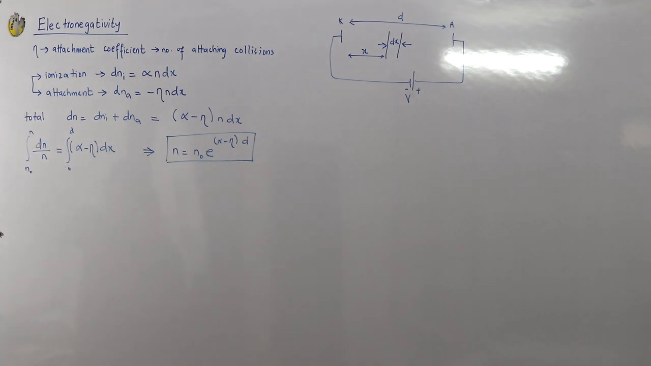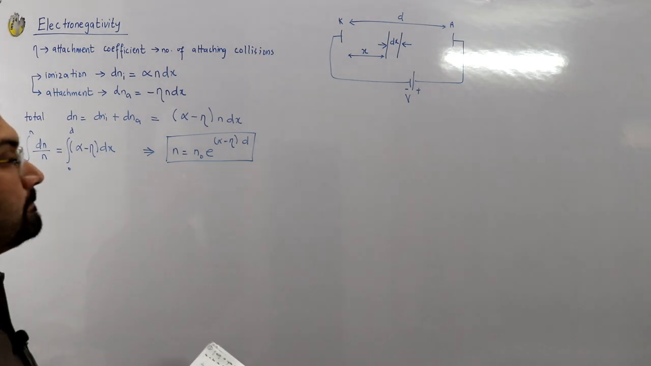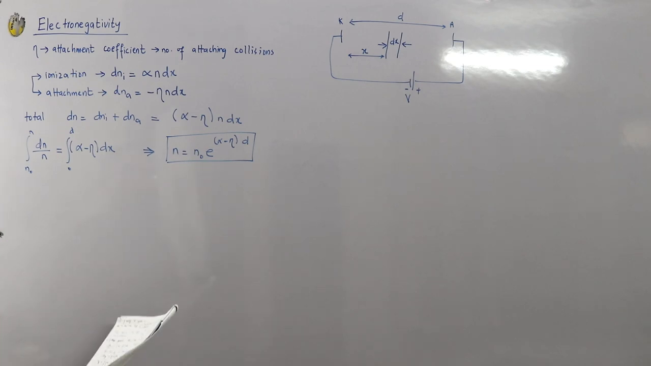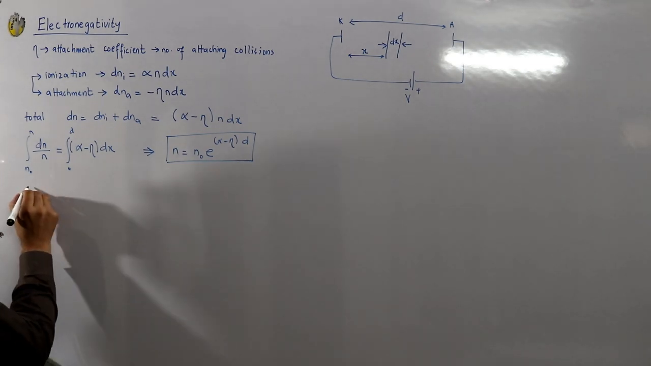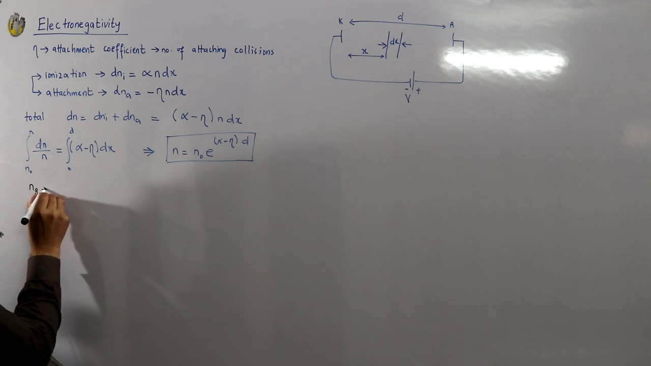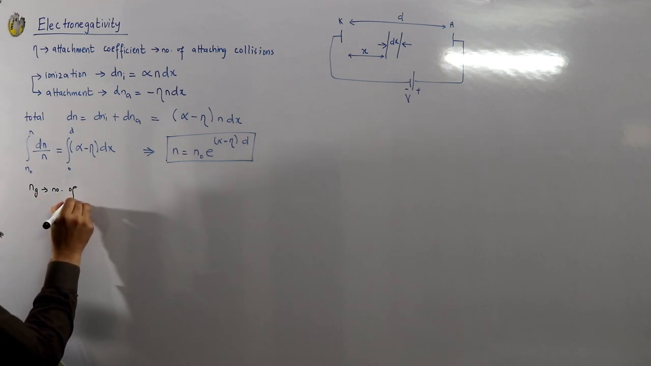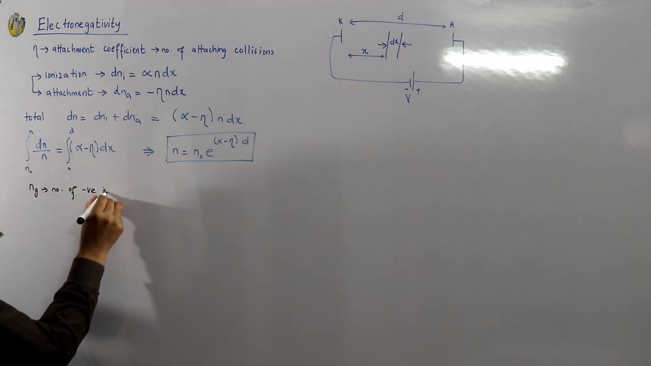Let me take another one. So n is equal to n naught exponential of alpha minus eta into d. Yes, but we have negative ions formed as well. Let me talk about Ng. Ng is, let's say, the number of negative ions.